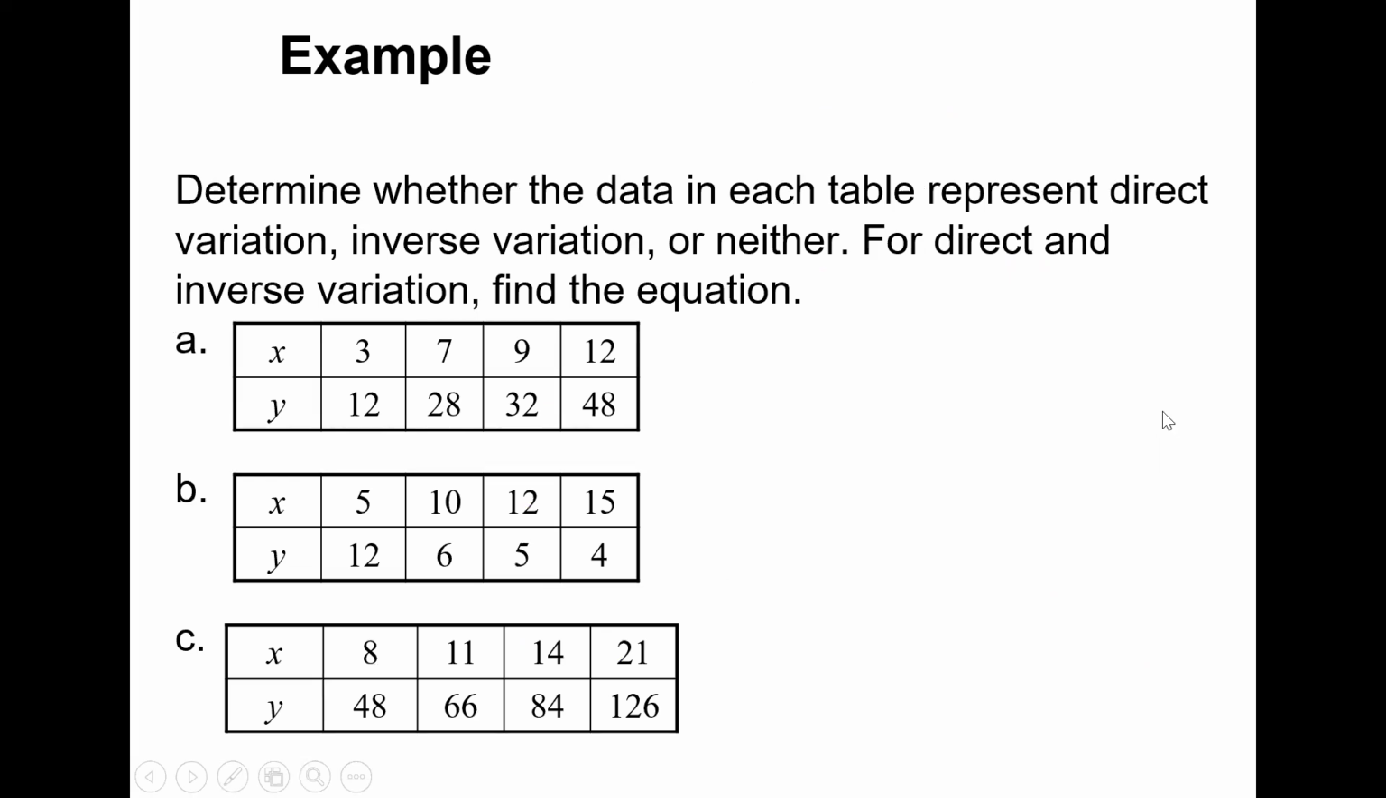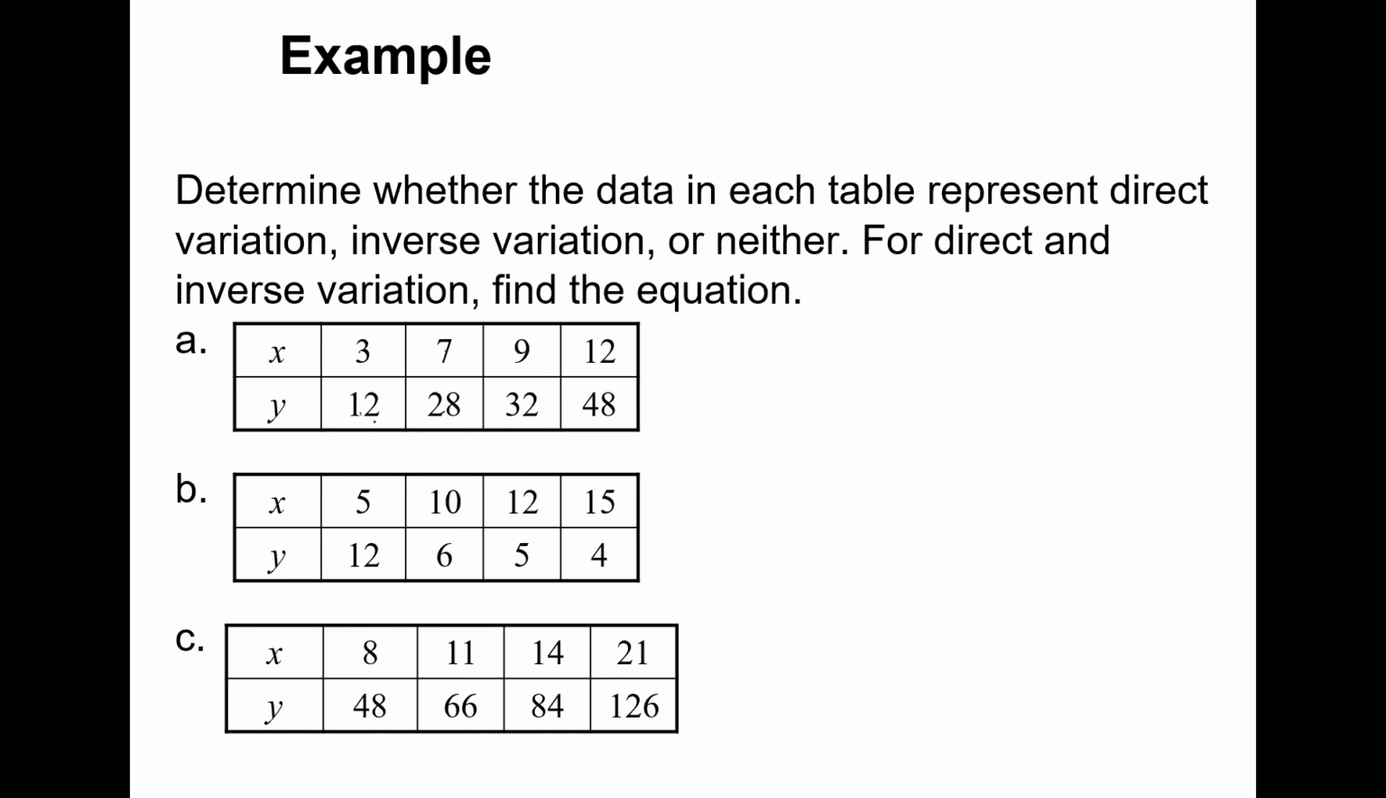All right, so now we're supposed to determine whether the data in each table represents direct variation, inverse variation, or neither. For direct and inverse variation, find the equation. Okay, so here, if we go from 3 to 12, well, 3 times 4 is 12. 7 times 4 is 28. 9 times 4 is not 36, and then that should be 36. I think they have a mistake here.